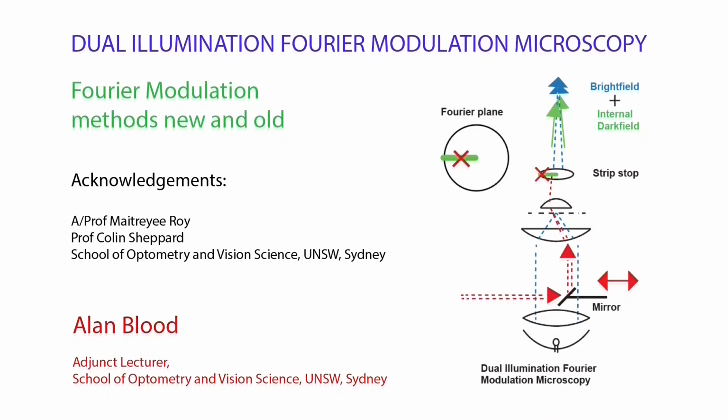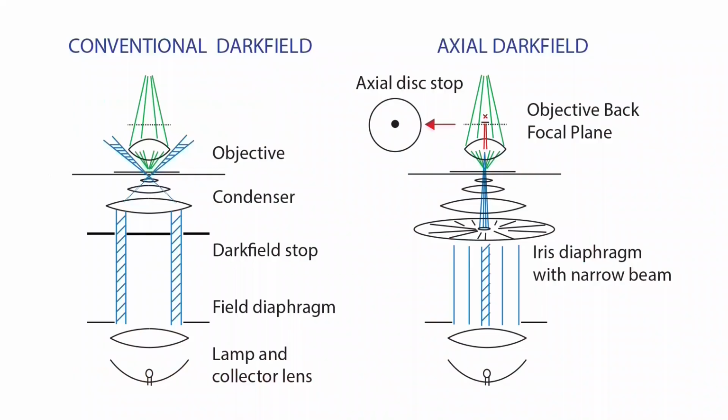Today I will present some new and old methods of Fourier modulation microscopy, and in particular some novel methods involving dual and multiple illumination. In conventional dark field, the illuminating light passes outside of the objective. In the right side panel we can see an internal dark field method that can pass light into the objective and block the undiffracted light or zero order light at the objective back focal plane.